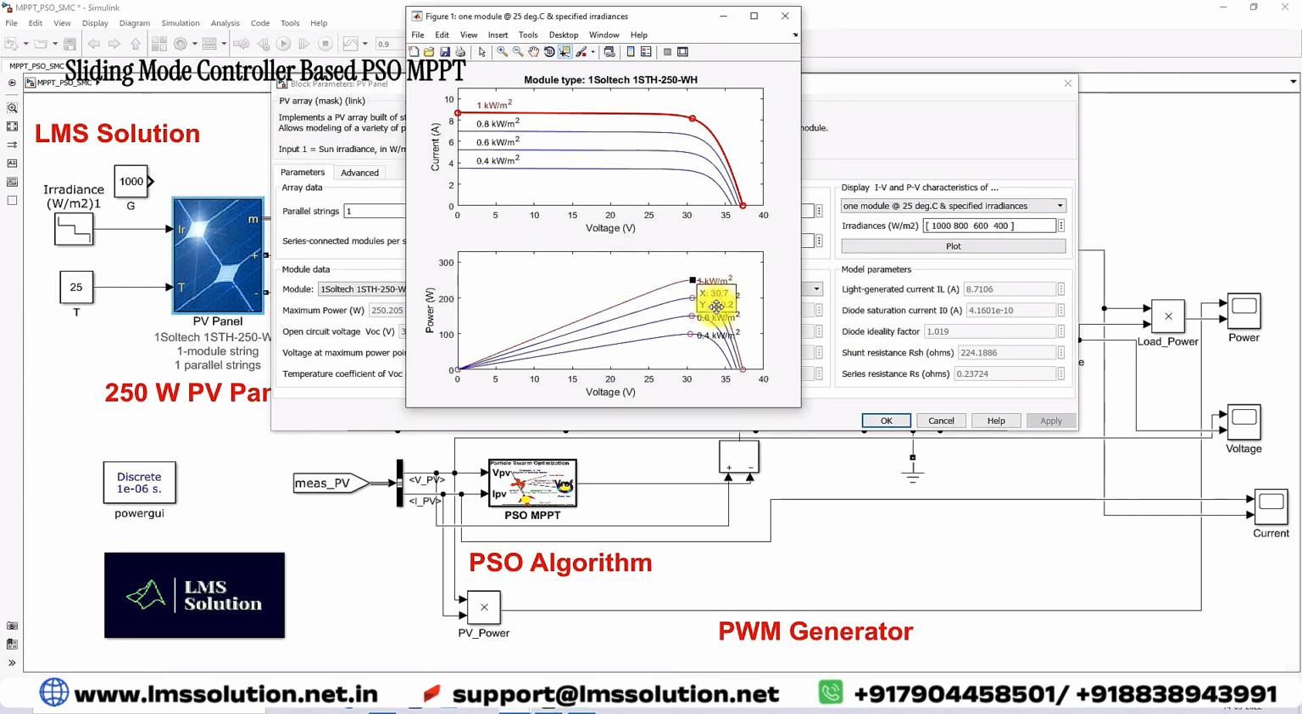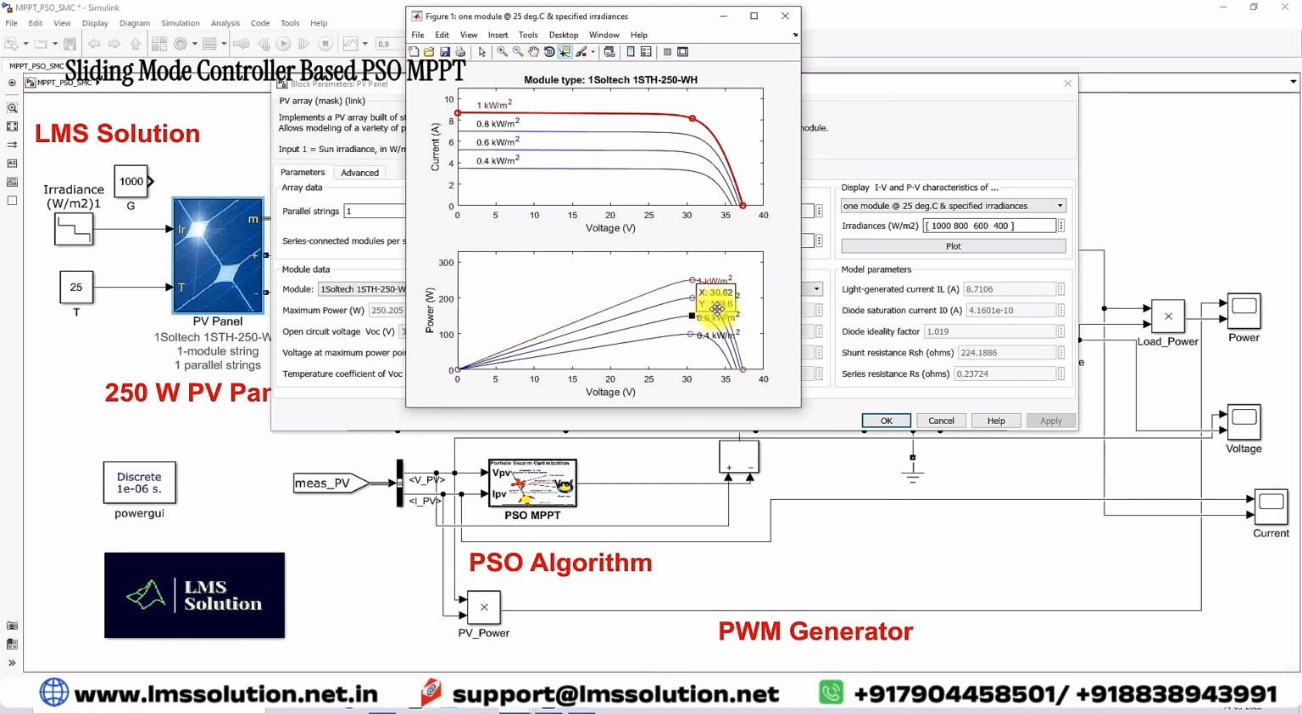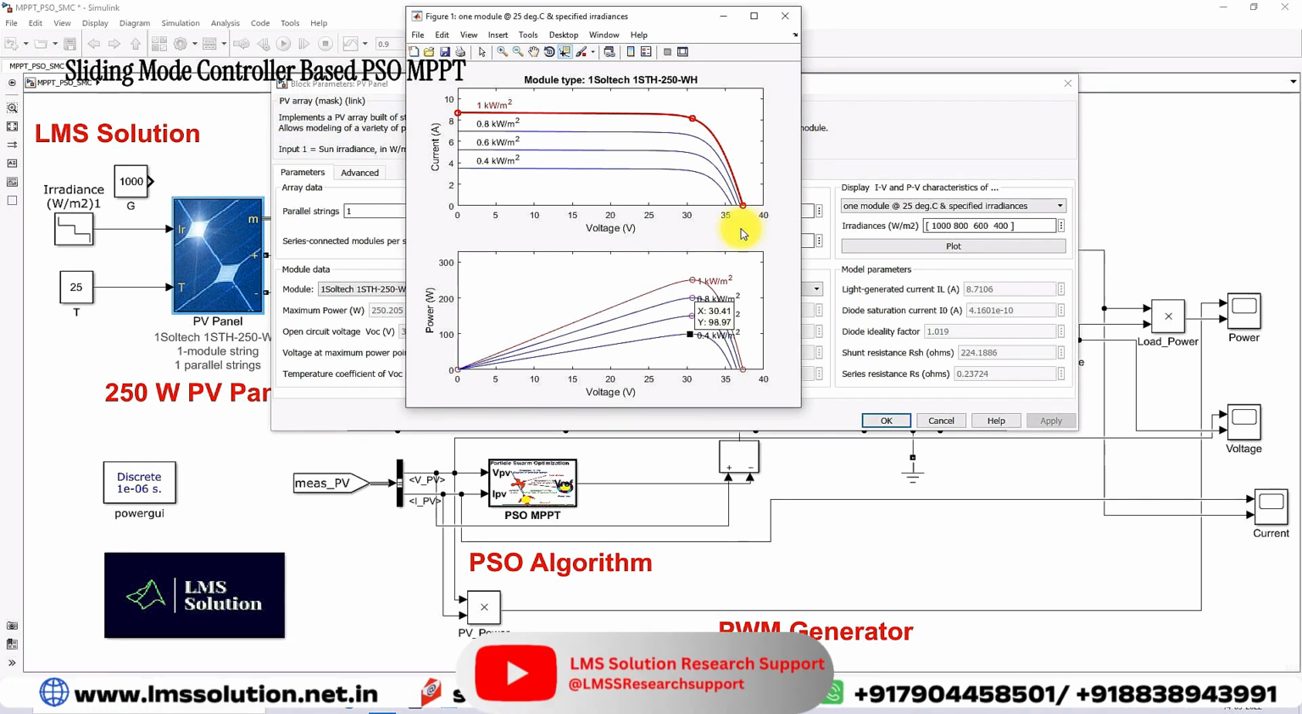For 1000 watts per meter square, the maximum power is around 250.2 watts. For 800, the maximum power is 199.9 watts. For 600, the maximum power is 149.6 watts. For 400, the maximum power is 98.9. This is the peak power of the PV panel for different irradiation conditions. This peak power should be tracked by the sliding mode controller based PSO MPPT algorithm.